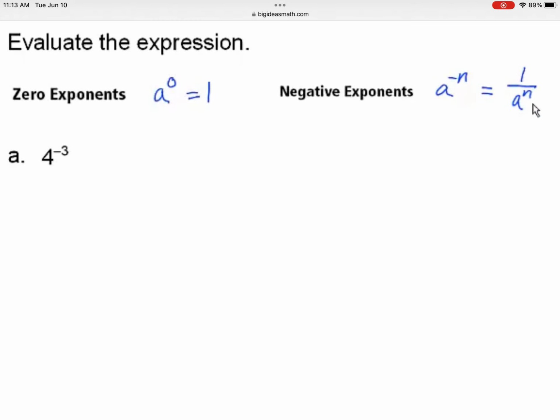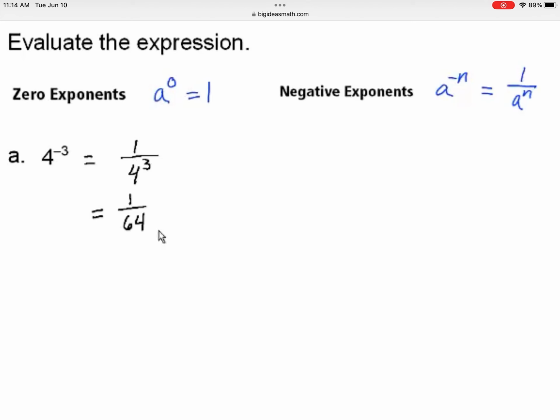Let's look at an example. Evaluate the expression 4 to the negative third. Use the definition of negative exponents to rewrite the power as 1 divided by 4 cubed. Next, evaluate the power. So we have 1 divided by 4 cubed, which is 64. So the expression 4 to the negative third is equal to 1/64.